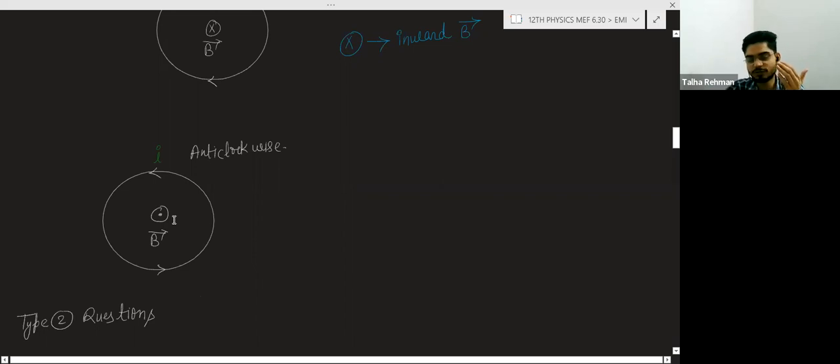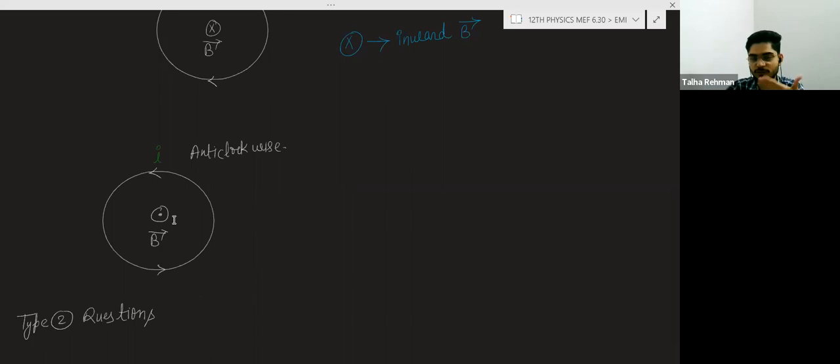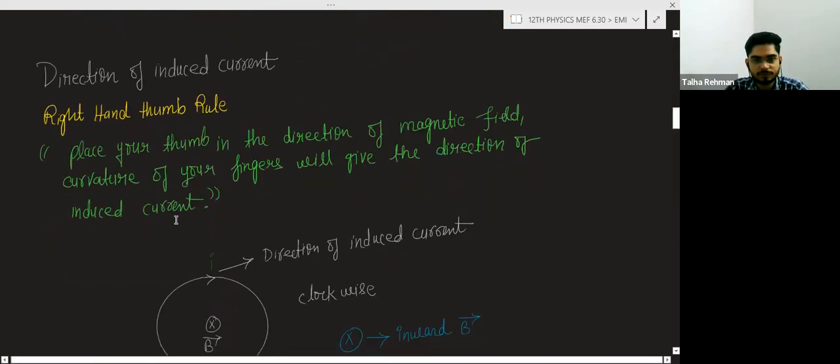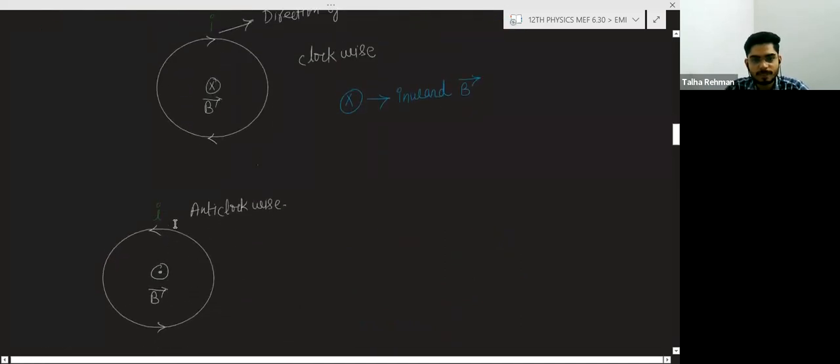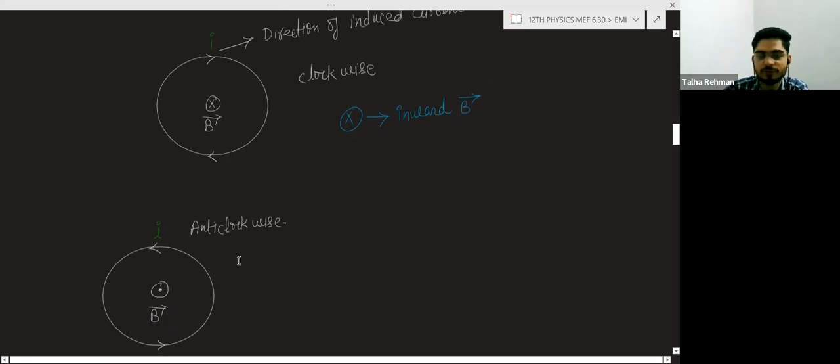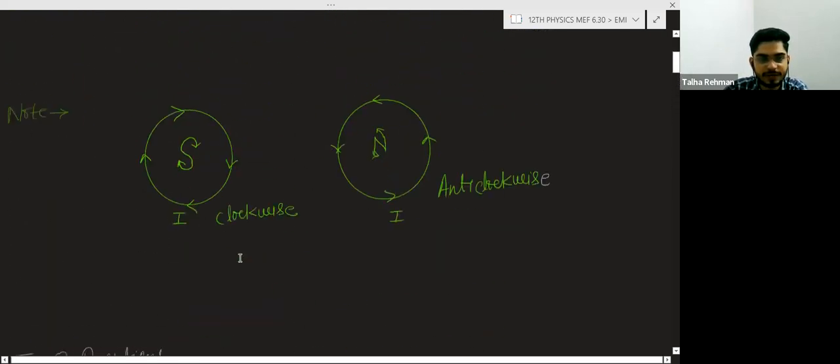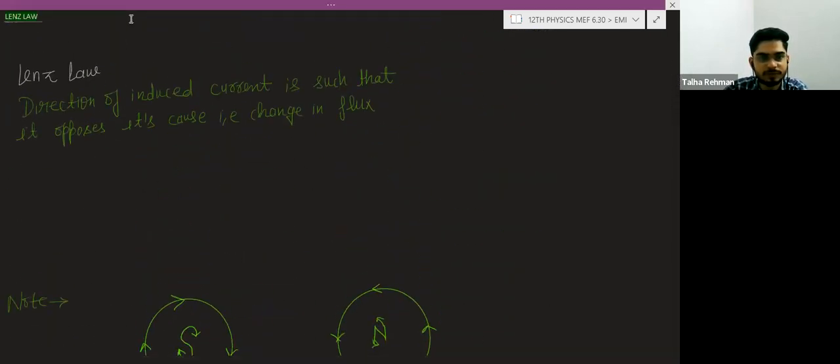So according to the direction of the induced magnetic field, you will get the direction of the induced current. Or this can be the other magnetic field also, not induced. If the magnetic field is inward, then the current will be clockwise, and if the magnetic field is outward, then the current will be anti-clockwise. Okay, now write down this Lenz law.